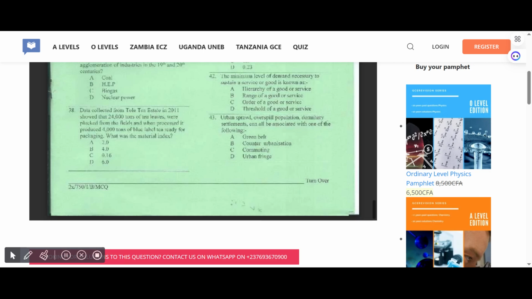Data collected from Toilet Estate in 2011 showed that 24,000 tons of tea leaves were plucked from the fields, and when processed, it produced 4,000 tons of blue label tea ready for packaging. What was the material index? Correct answer for 38 is D, which is 6.0.